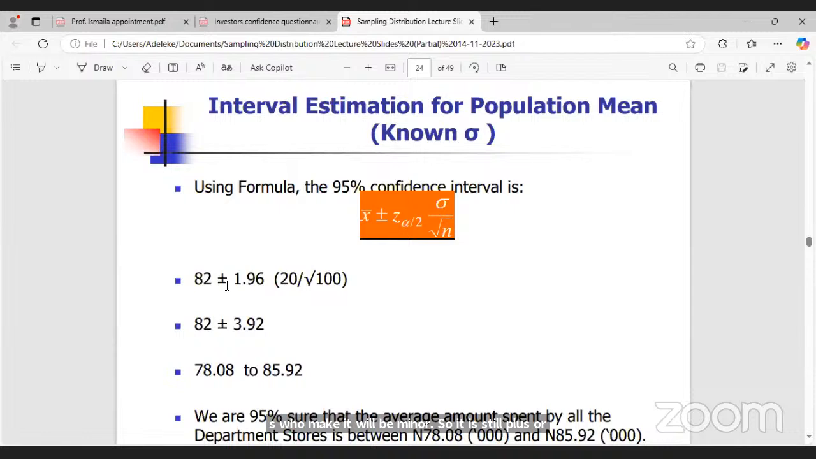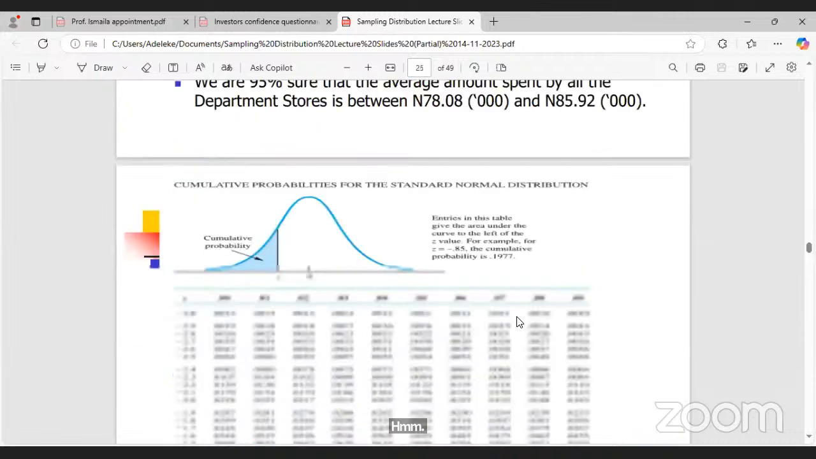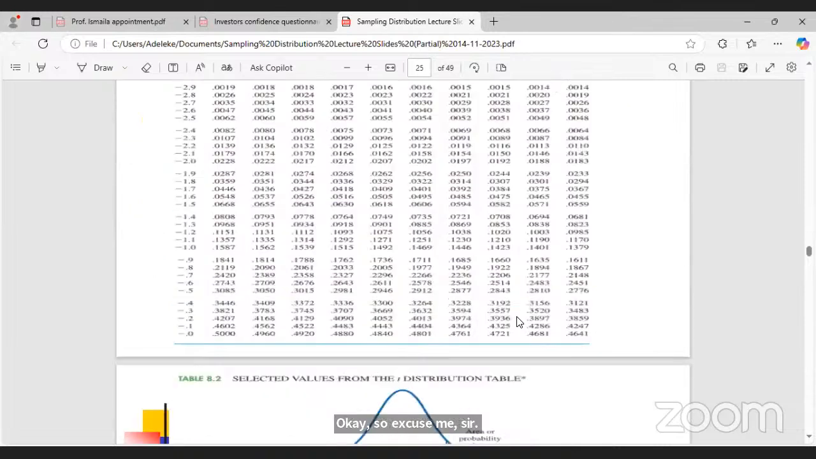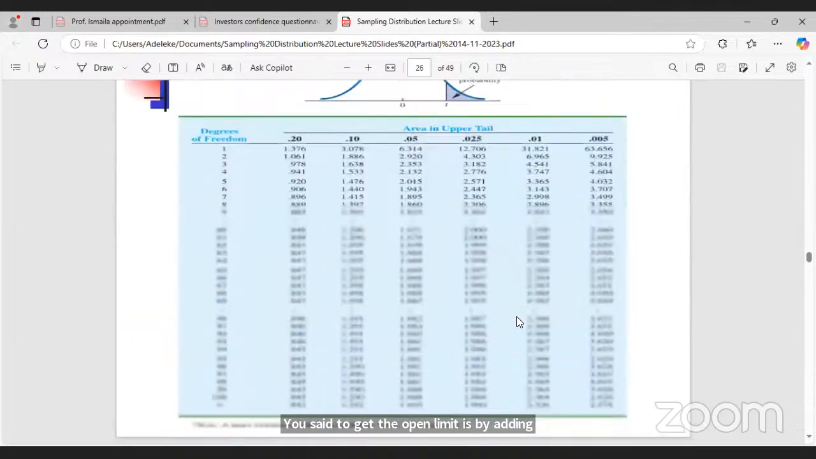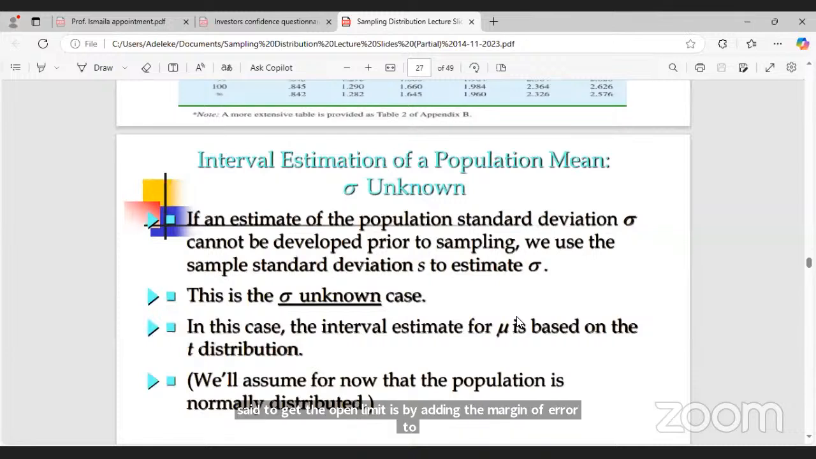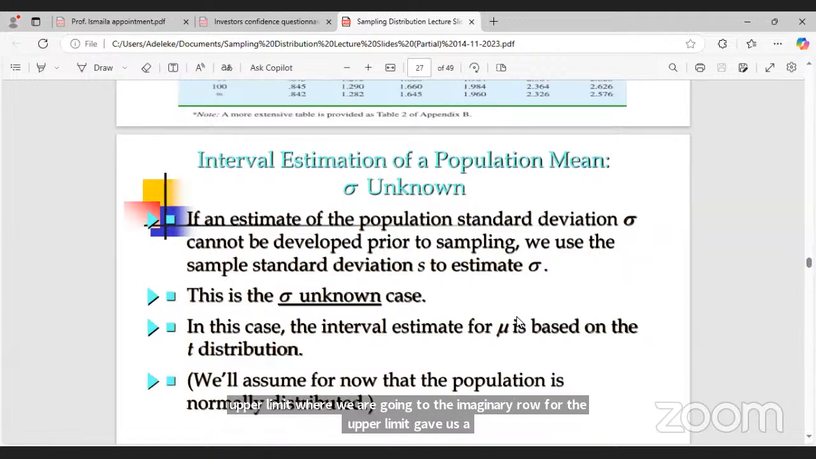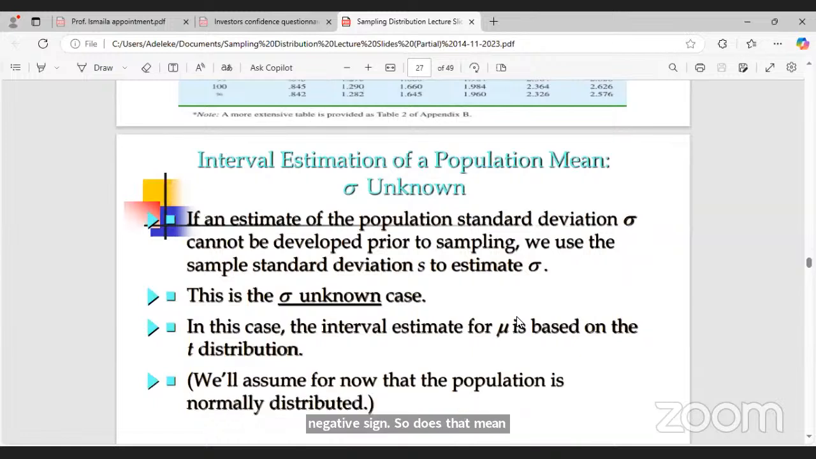So it is still plus or minus 1.96. Okay, sir. Excuse me, sir. Yes, go ahead. You said to get the upper limit is by adding the margin of error to the mean. So the margin of error for the upper limit gives us a negative sign. Does that mean 78.08 is the upper limit?